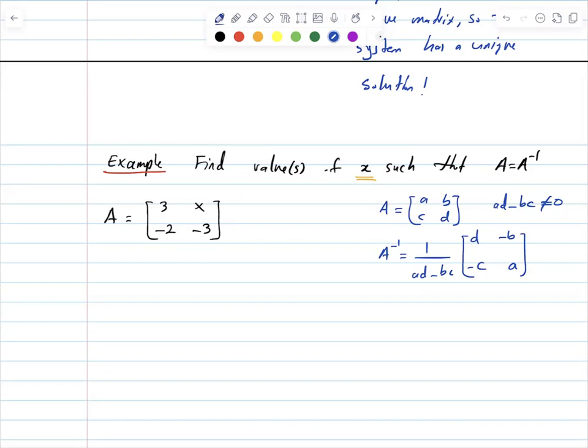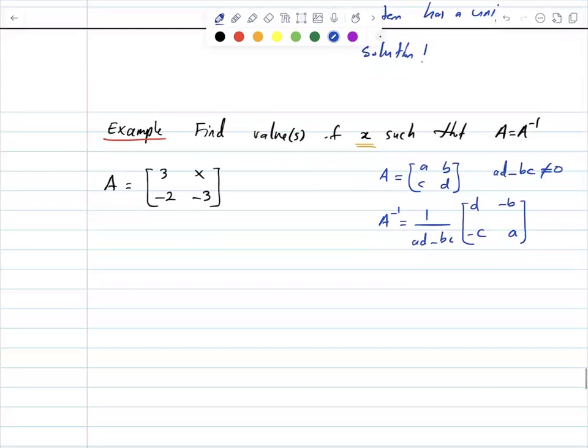Should be very easy to find x, right? So this is my A. My inverse is equal to 1 divided by AD, which is 3 times negative 3, minus BC, minus negative 2 times x. And what I'm going to do, I'm going to switch these two, negative 3 and 3, and then multiply the entries that are not on the main diagonal by a negative sign.